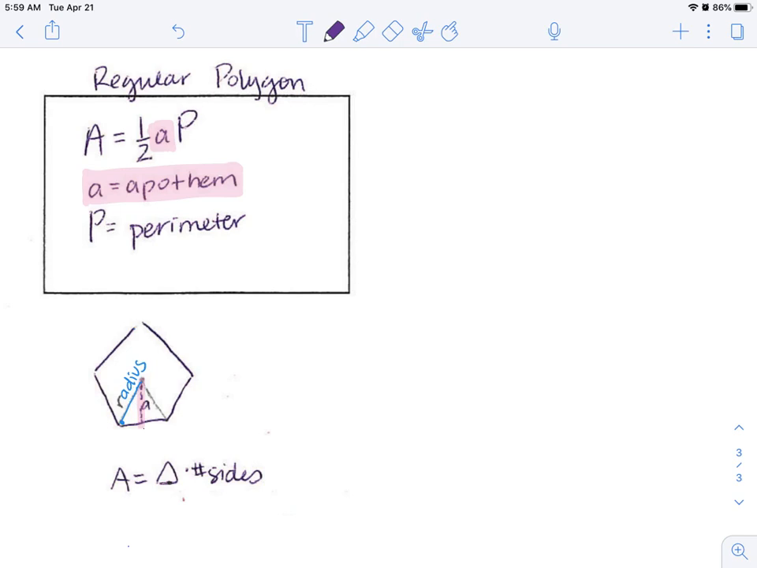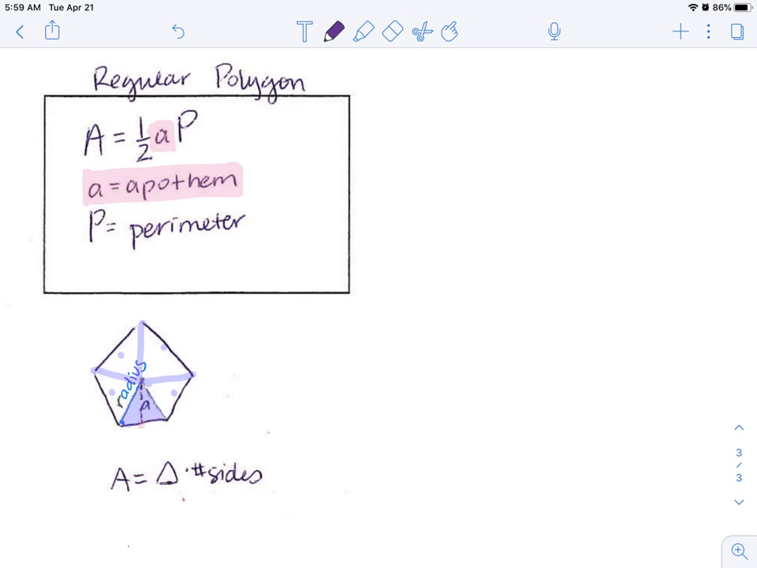Now, the way that I actually do these problems is I find A, and I find the area of this triangle instead, and then I just multiply that number by the number of sides. So in this case, we have a pentagon. If I find the area of that triangle and I multiply it times 5 triangles, that's the full area of the shape. Both of them are actually the same thing, so you use what you find best.